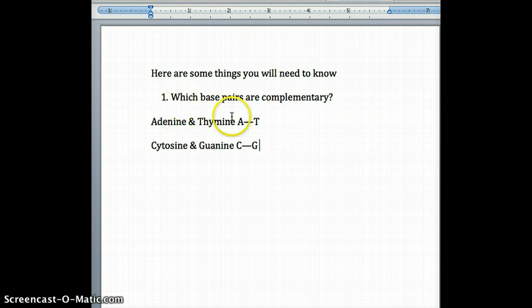Well, it's very simple. The only one that forms a word are complementary. AT is a word, at. I think you've heard of it. So that's the way I remember.